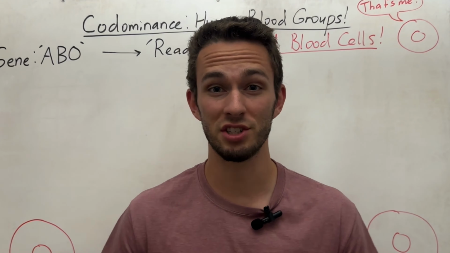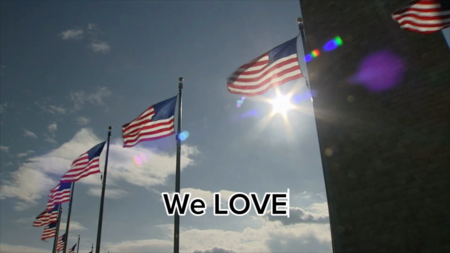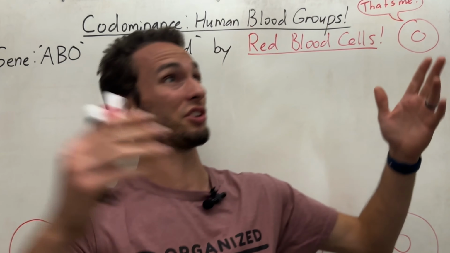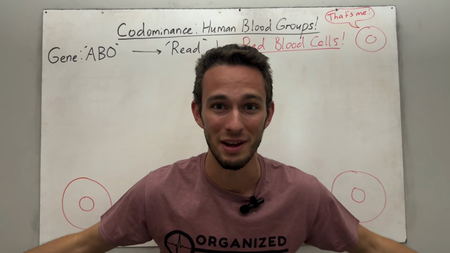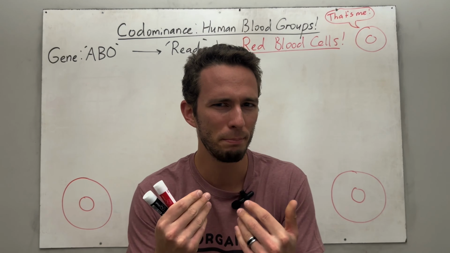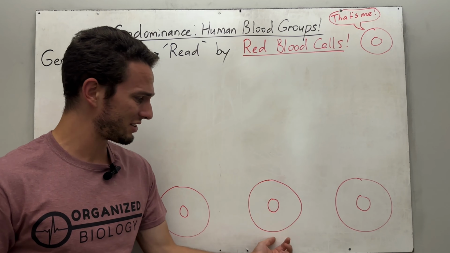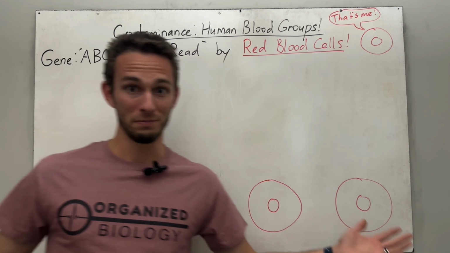Your blood cells are just like Americans. We love our flags. We've got a flag for our country, we've got a flag for our favorite sports team, our states. We're just obsessed with them. And your red blood cells are no different. But we get to decide which flags that we fly. But what determines which flags that these blood cells will fly? Well, let's get right into it.